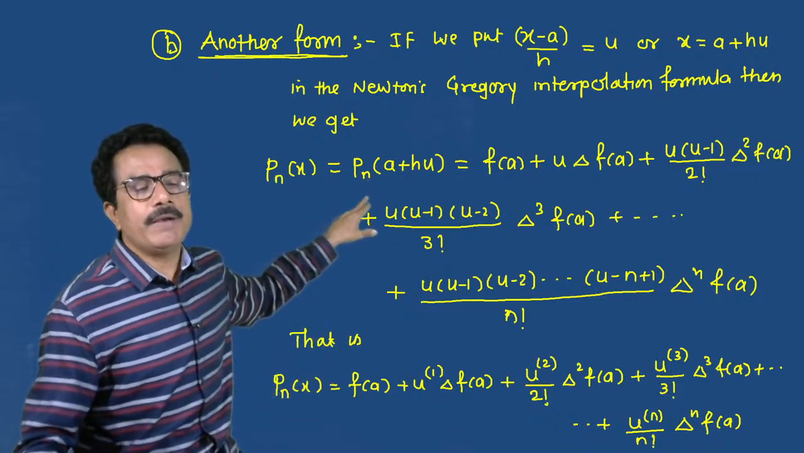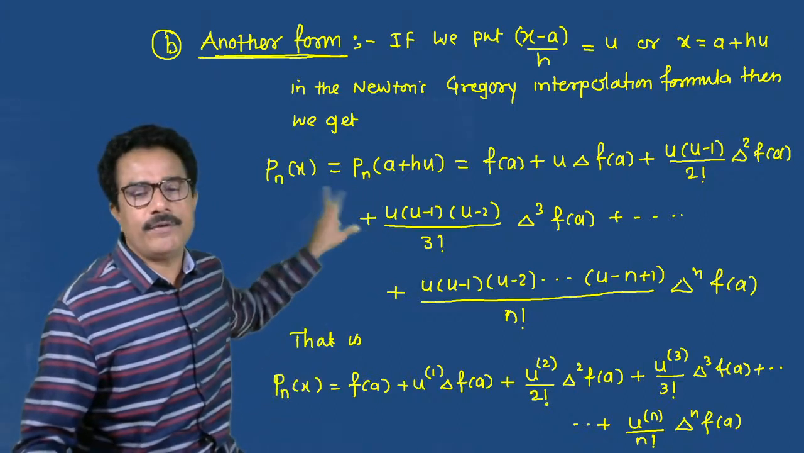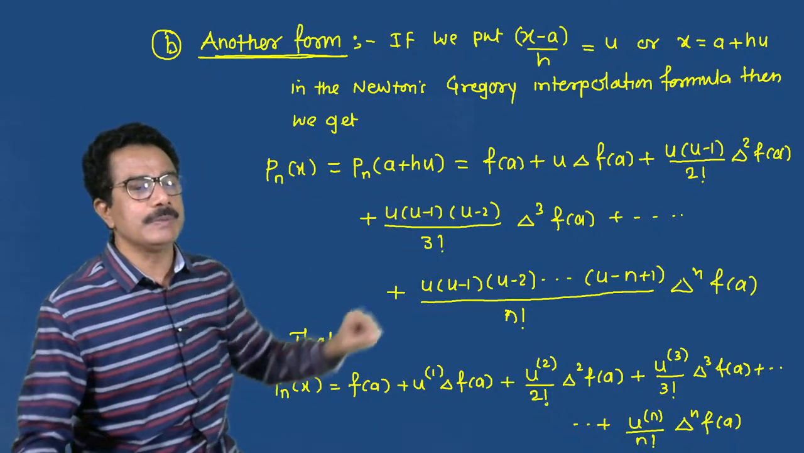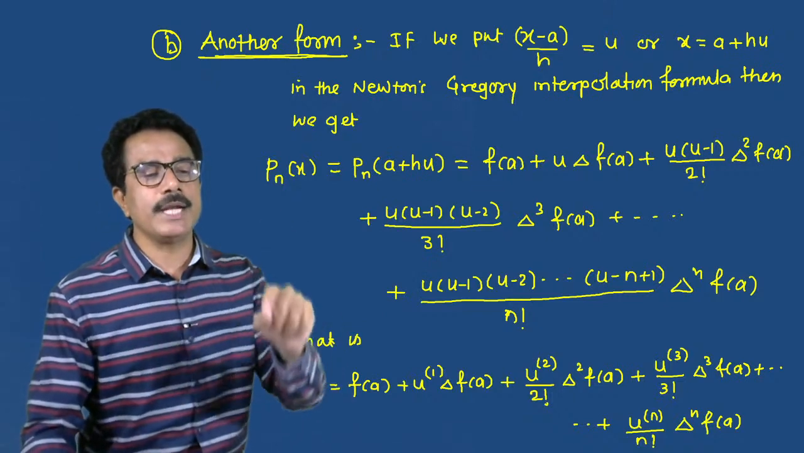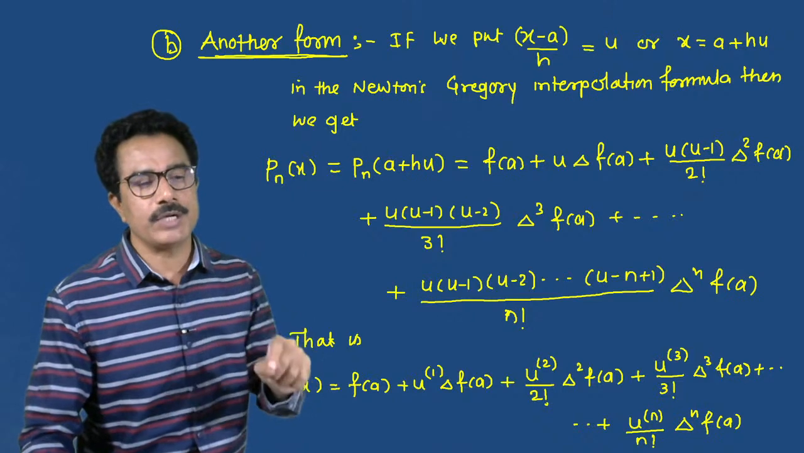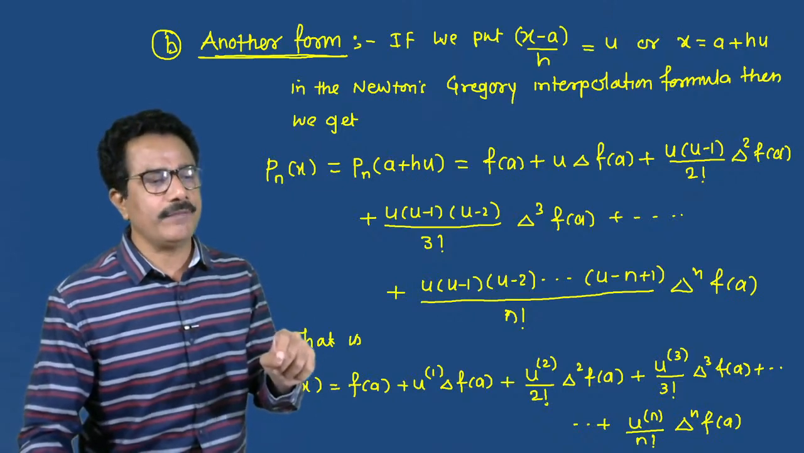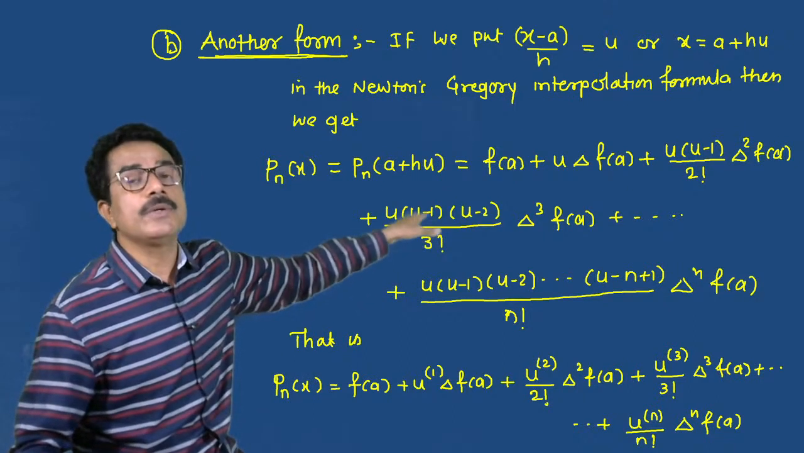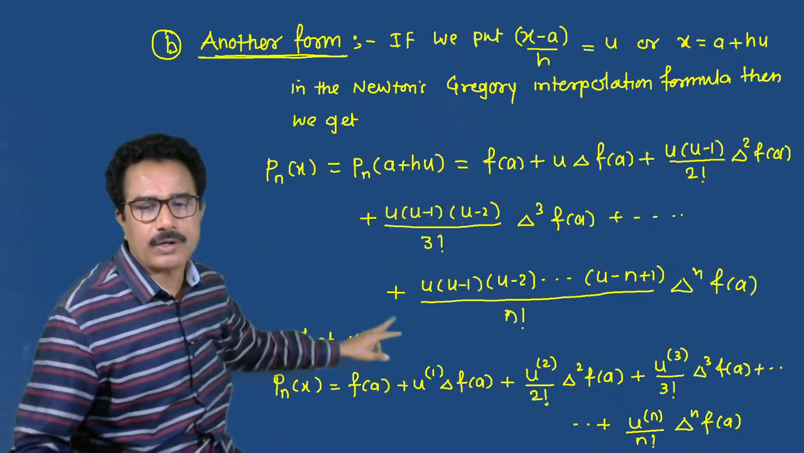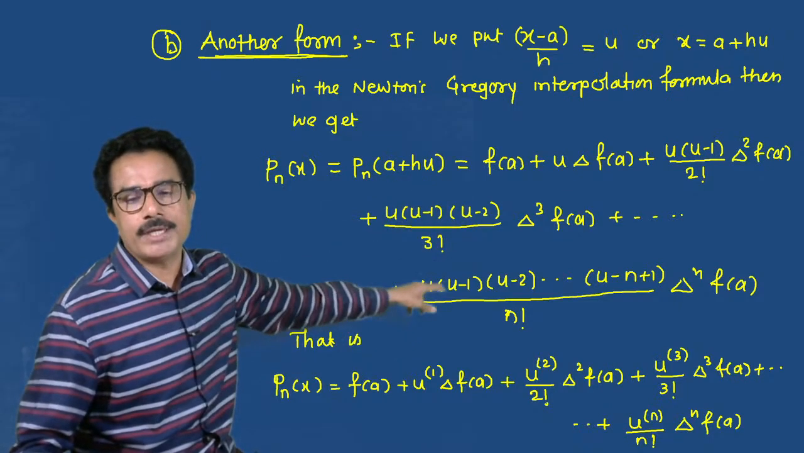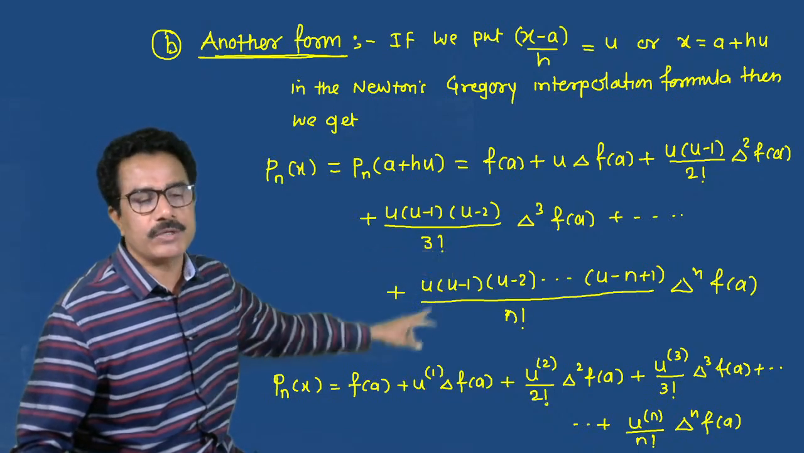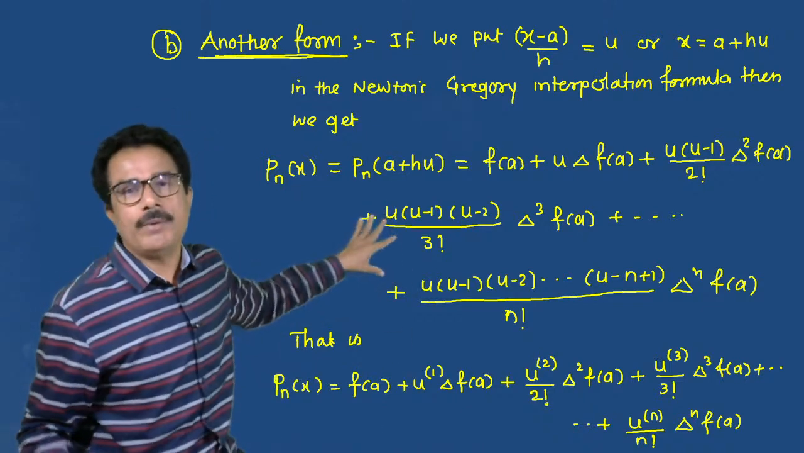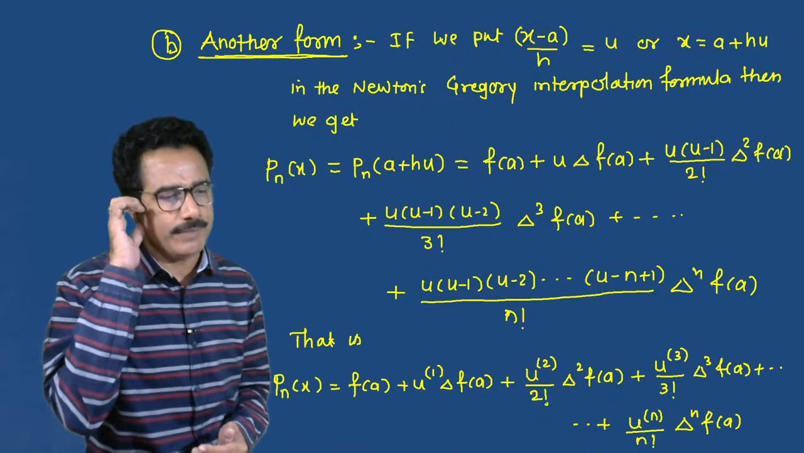and the simple form of that forward interpolation formula is f of x is equals to, or we can write f of a plus hu which is equals to f of a plus u into delta f of a plus u into u minus 1 divided by 2 factorial delta square f of a plus u into u minus 1 into u minus 2 upon 3 factorial delta cube f of a plus dot dot dot u into u minus 1 into u minus 2 dot dot dot u minus n plus 1 divided by n factorial delta raised to n f of a. This is the simple form of Newton's Gregory forward interpolation formula.